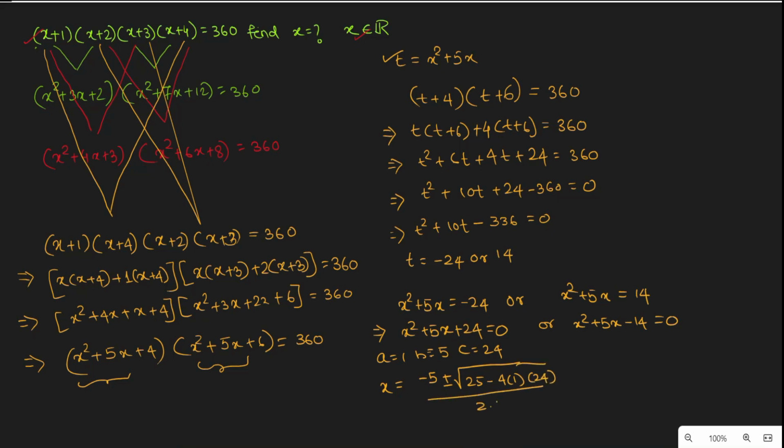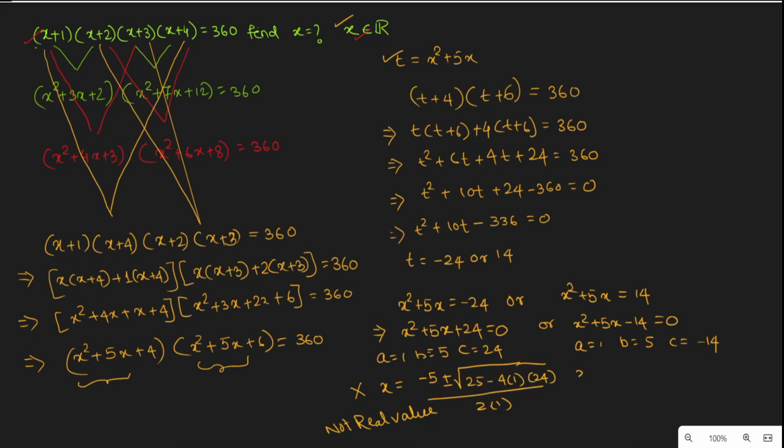If you look closely, you can see this 4 into 24 is greater than this 25. Hence, the result under the root will be a negative number here. If it is a negative number, then the value of x is not a real value. So if it is not a real value, then this will not be the answer, because in the question it is mentioned that x must be a real number. So let us solve the other equation. In this case, a is equal to 1, b is equal to 5 and c is equal to −14.